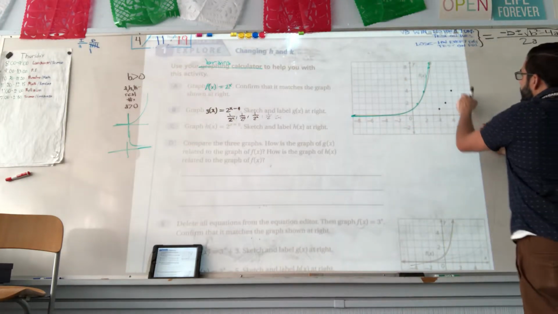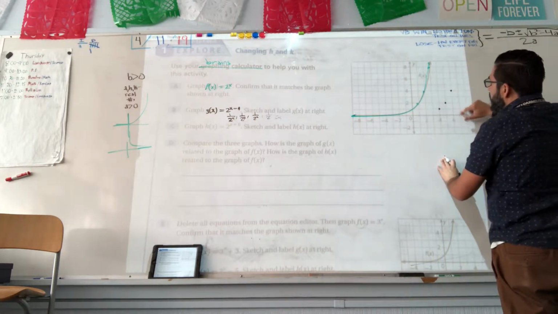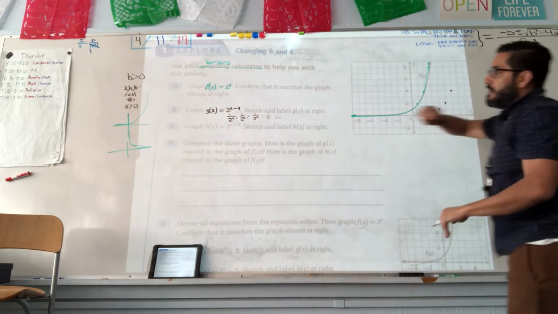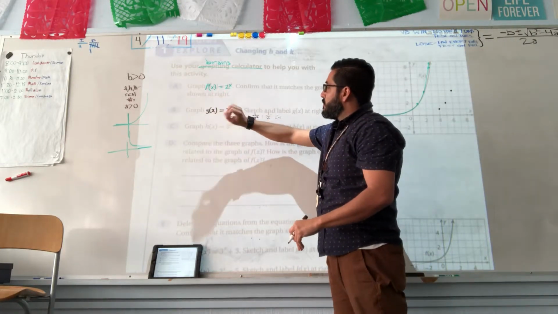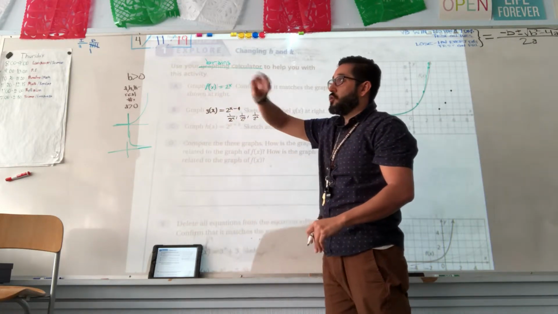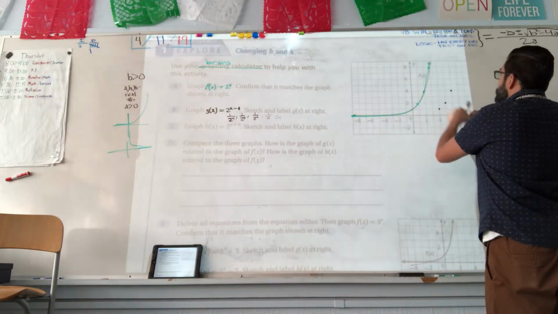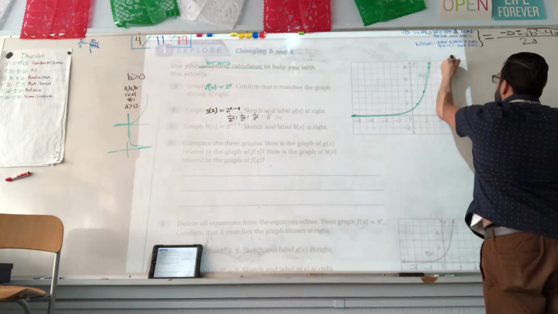Okay, I can't really see it up here, so I'm just going to do 7. 7 minus 4 would be 3. 2 to the third power is 2 times 2 times 2, or 8. So we're just going to go 7 and 8 right here.